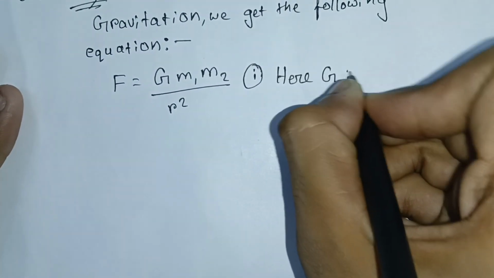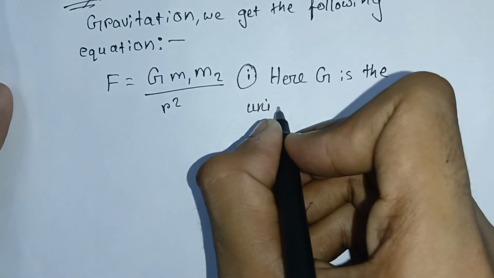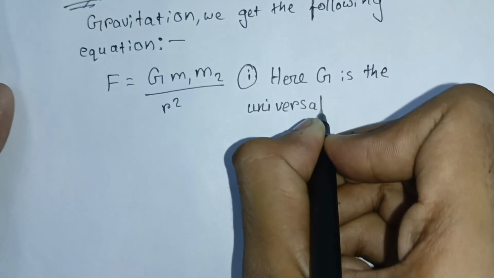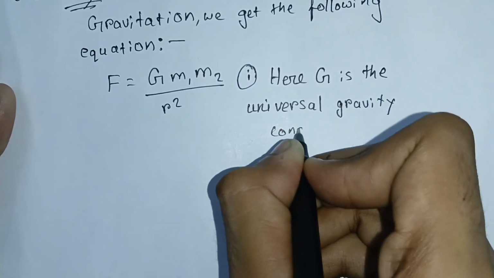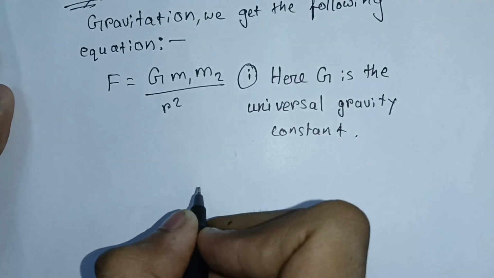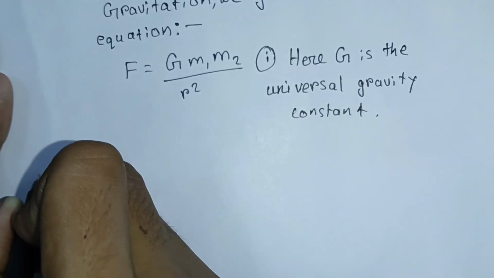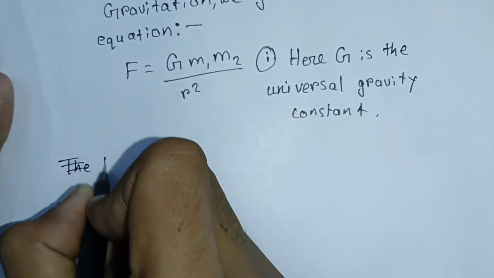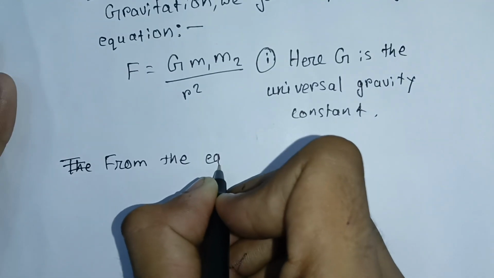So here G is the universal gravity constant. The universal gravity constant is always constant in the universe. If we measure the Earth's gravity, then G is the same, and for Mars gravity, G is the same. G will always be constant.